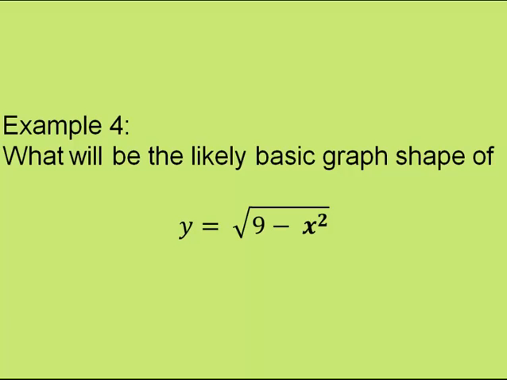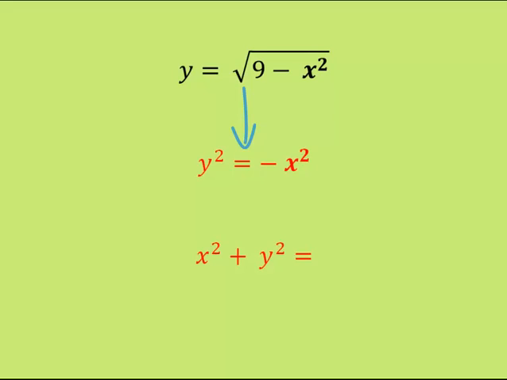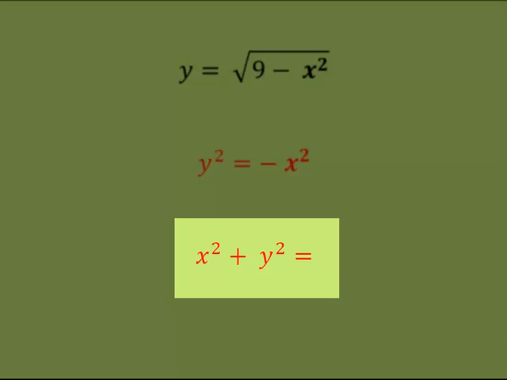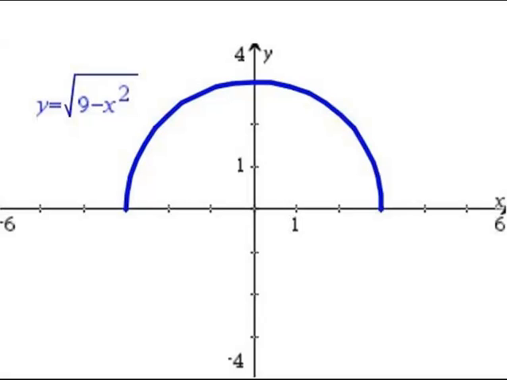Okay, example 4. What will be the likely basic graph shape of this function here? Okay, again you see y equals the square root of a quadratic expression in x. You begin the mental process: square both sides, keep track of just the x squared and y squared terms, move the x squared term to be on the y squared term side. Now the coefficients are equal. This reminds you of a circle. The radical will crop half of that. Now you've got a semicircle conclusion, and it's correct.